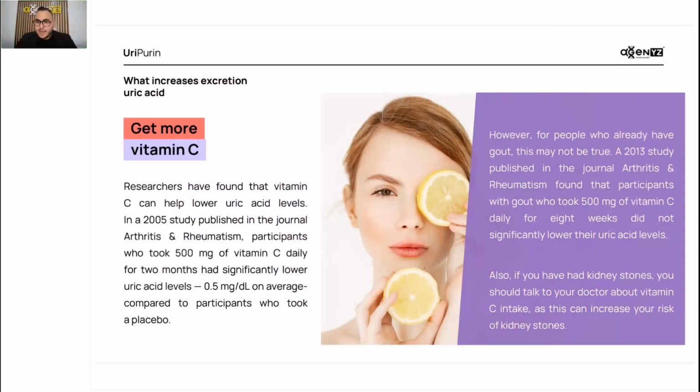However, for gout, this may not be true. In 2013, a study published in the journal Arthritis and Rheumatism found that participants with gout who took 500 milligrams of vitamin C daily for 8 weeks didn't significantly lower their uric acid levels. Also, you should talk to your doctor about vitamin C intake. It can increase your risk of kidney stones.